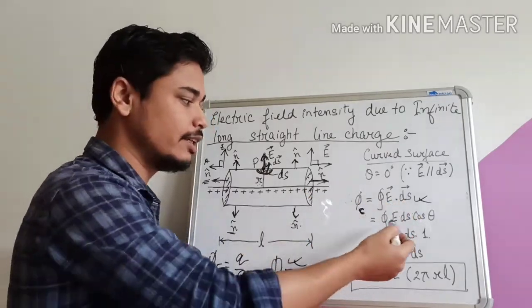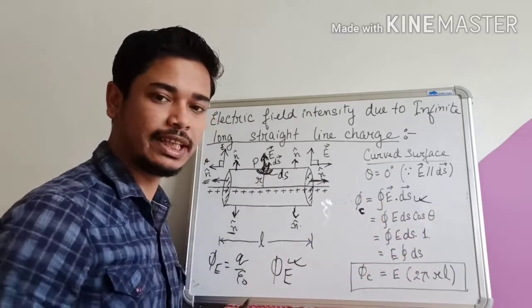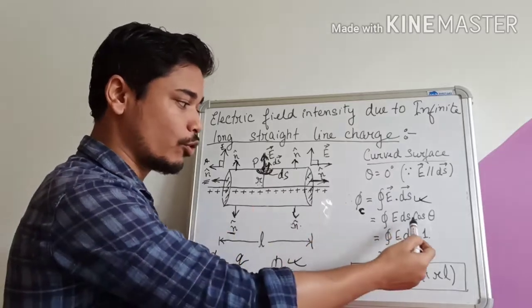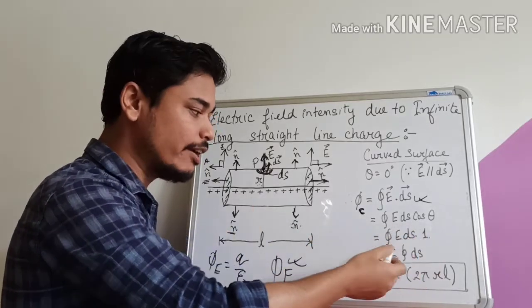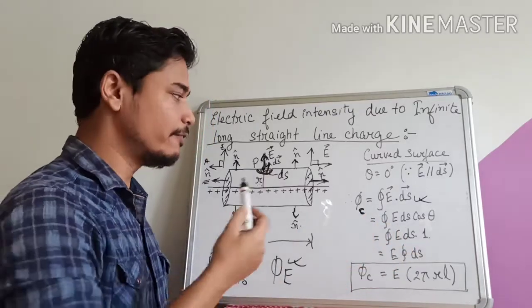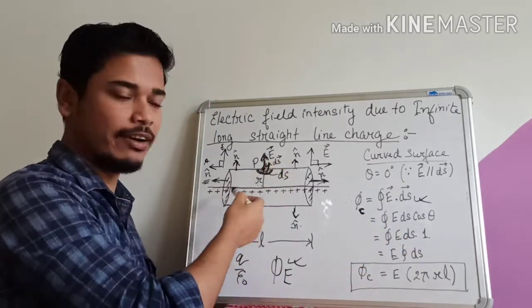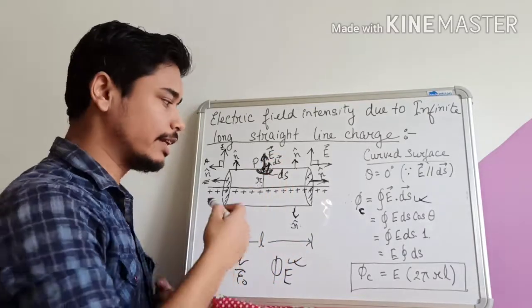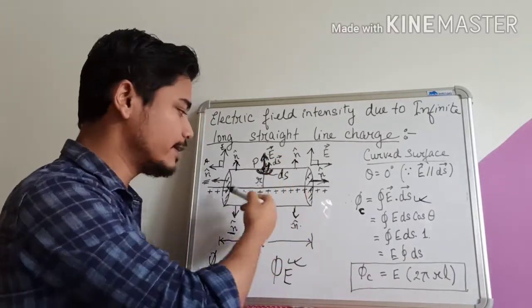What is E dot ds? E dot ds is nothing but E ds cos theta. In this case, theta is 0 degrees, so cos 0 becomes 1. So what we have is the closed surface integration of E ds. We have the electric field for this line charge to be constant. The electric field is constant for this whole line charge.